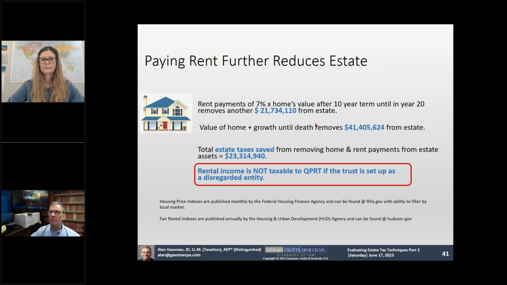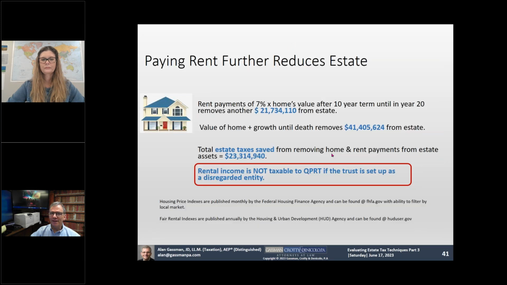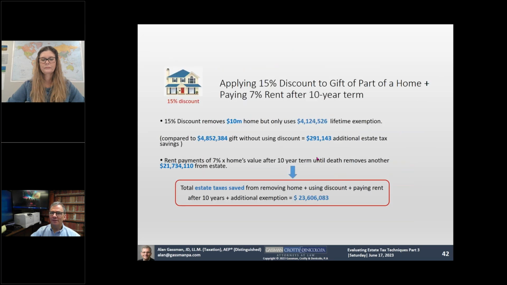Now, in our example, it's only a 10-year term. So the 70-year-old puts the home into the QPRT, only has the right there to live there rent-free for 10 years. After the 10th year, it's out of the estate. And if you want to continue to use it, you may have to pay rent. And that rent further reduces your estate.